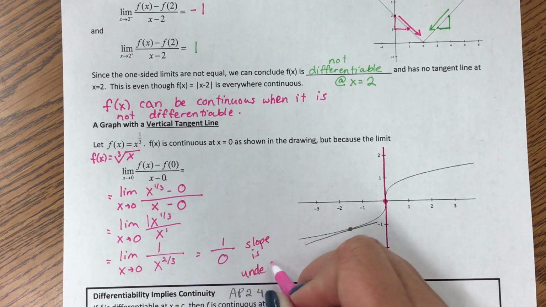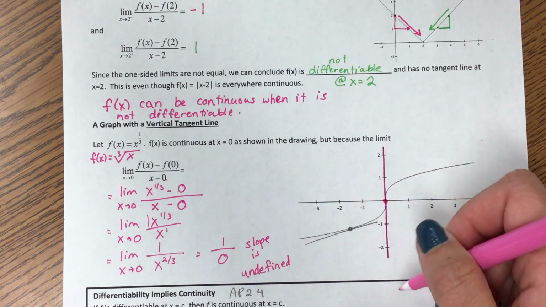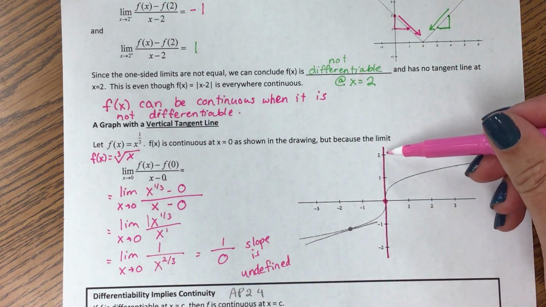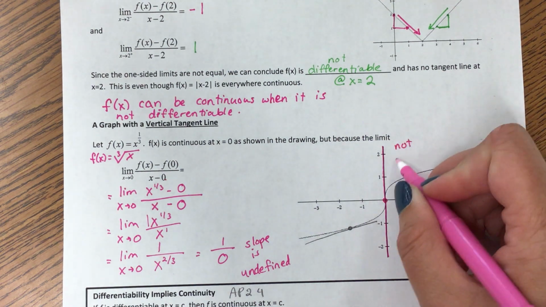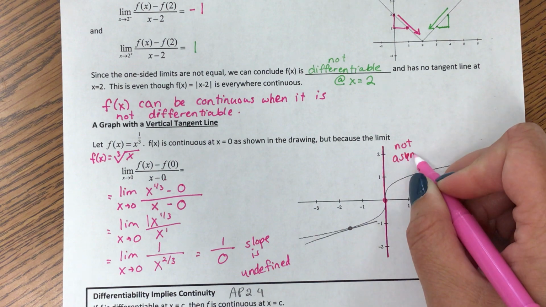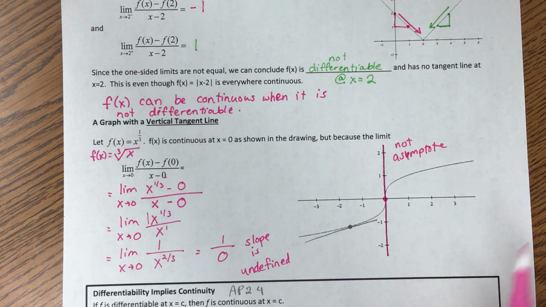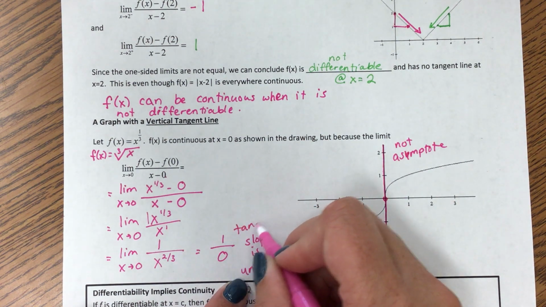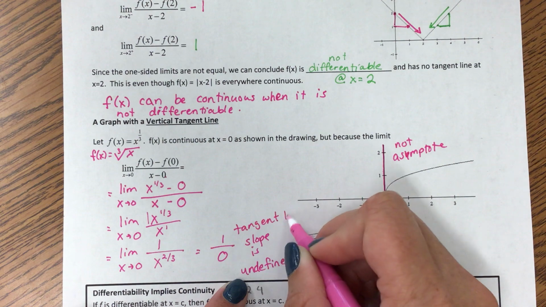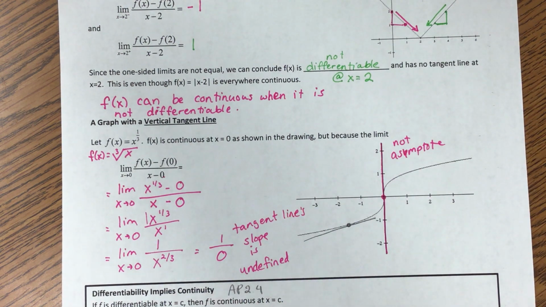What kind of a line has undefined slope? A vertical line has undefined slope. So this is not an asymptote. Not asymptote, a-s-y-m-p-t-o-t-e, there we go. So it is not a vertical asymptote. The tangent line's slope is undefined. Okay, so tangent line, we're right there.